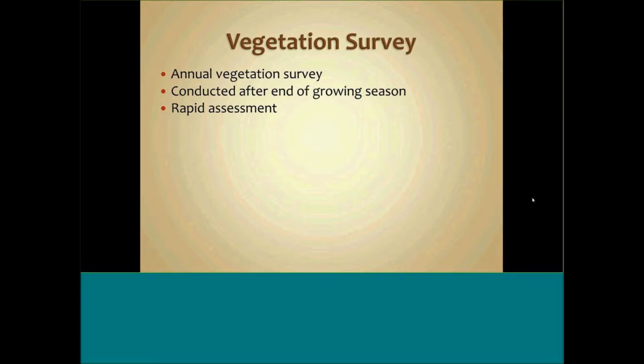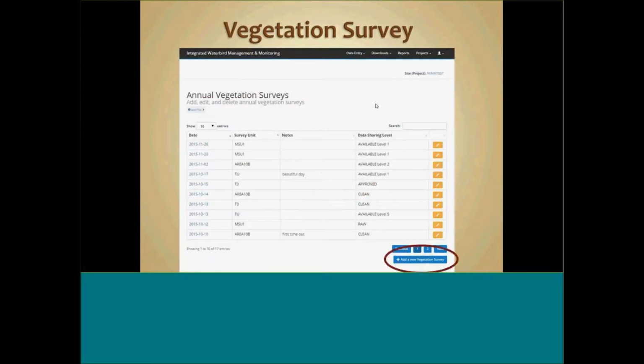Vegetation survey. This is where you enter your annual vegetation survey data. Remember, it's conducted right after the end of the growing season, and it's just a rapid assessment protocol that's laid out in the protocol framework. So just sort of like the bird forms, it looks a little different when you go in to add a vegetation survey. You don't get the add a new vegetation survey at the top like you do with the bird visits. It's actually down at the bottom after your list of previous vegetation surveys for your project.